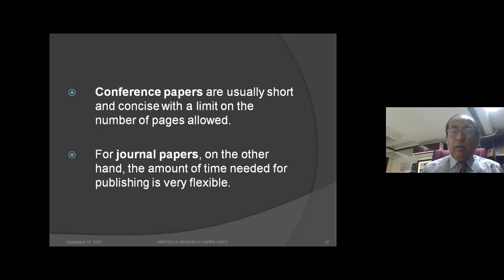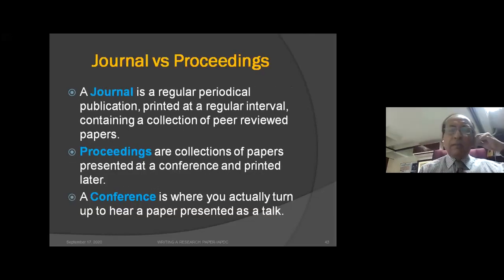Now, another way, here you read journal. What is a journal? A journal is a regular periodical publication, a technical magazine, which is printed at regular intervals. Could be 3 monthly, could be 1 year, could be 3 years interval, containing a collection of high quality peer-reviewed papers. That makes a journal. Famous journals are those of the American Society of Civil Engineers. They are very famous, and there are many other forums also.